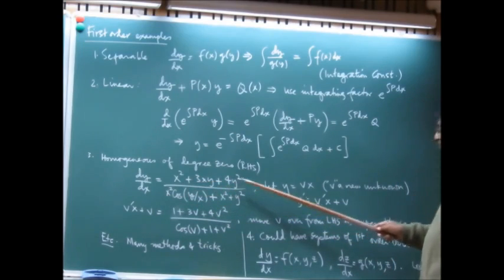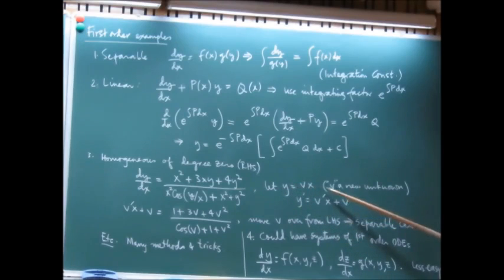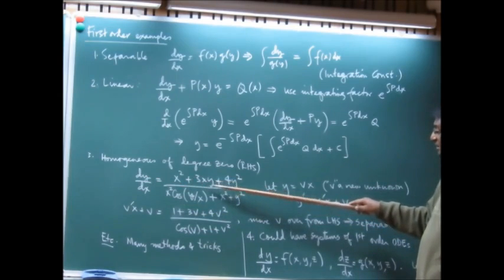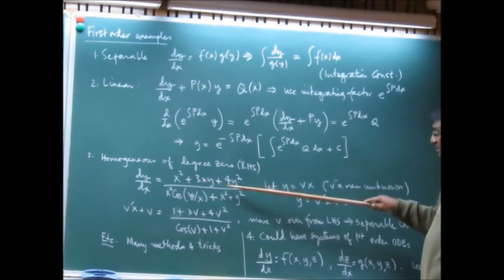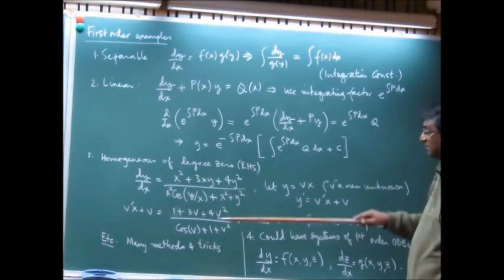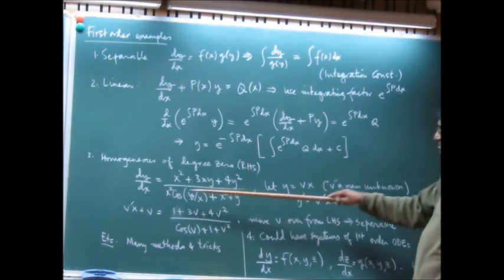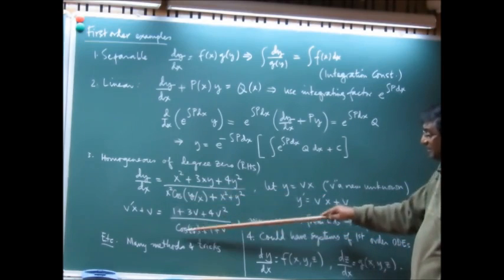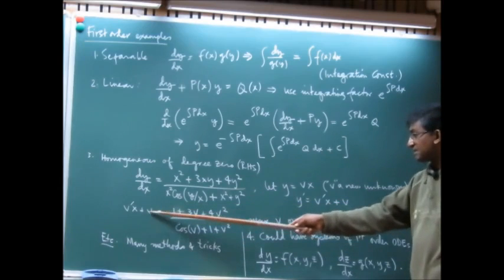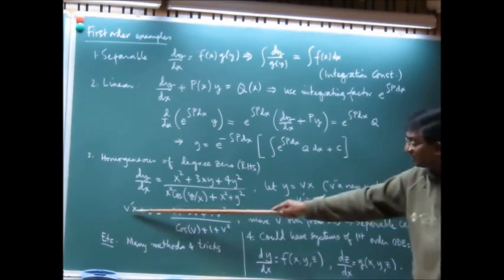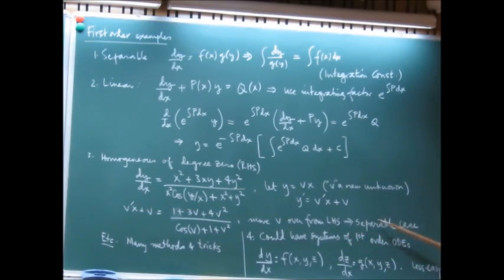In this example, if we say y is v times x, where v is a new unknown, then y prime is v prime x plus v. I put this over here for the left hand side, and over here when I put y equal to v times x, I get x squared here, x squared v here and x squared v squared here. The x squared goes common. Over here I get cos of v. Over here I have x squared and x squared v squared. That x squared is common. The x squareds cancel, and what I have left is a function of v only. If this v is moved over from the left hand side, then the right hand side becomes a function of v alone. I divide by x, and you can see that it is a separable case.